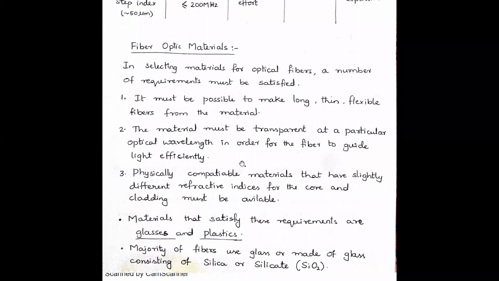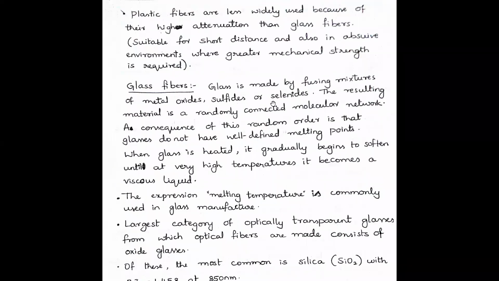fibers. So the basic materials which are required for fabrication of optical fibers are glass and also plastics. So fiber optic cables can be fabricated either using glass, that is silicon dioxide, or composition of plastic material. So we have two classifications. One is glass fibers and the other one is the plastic fibers.